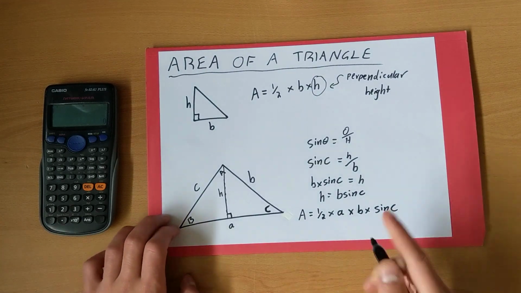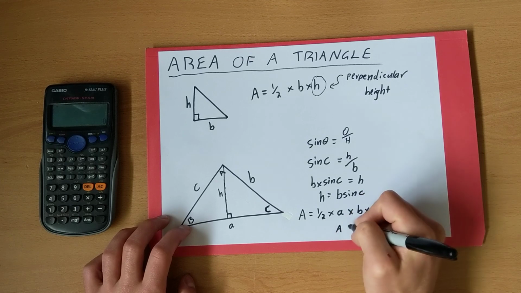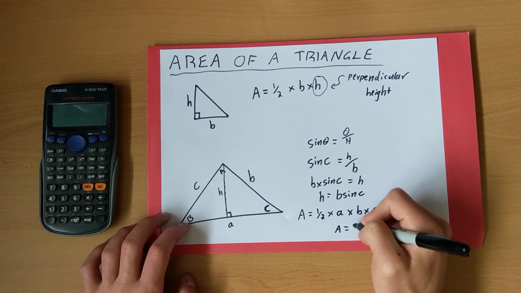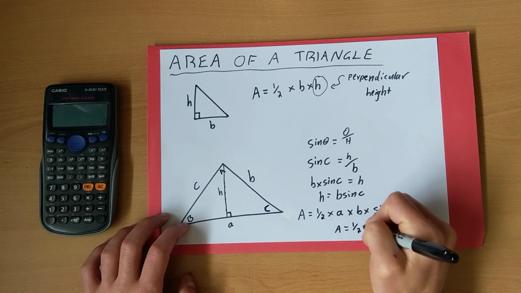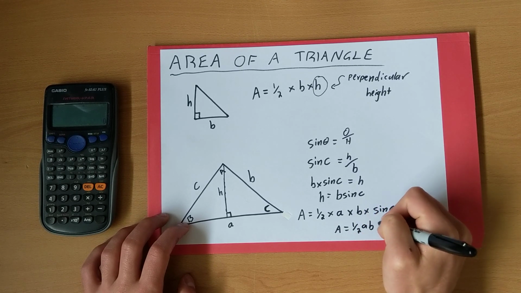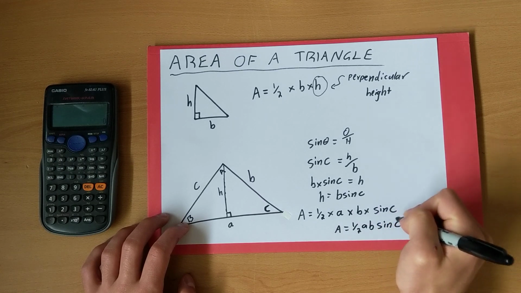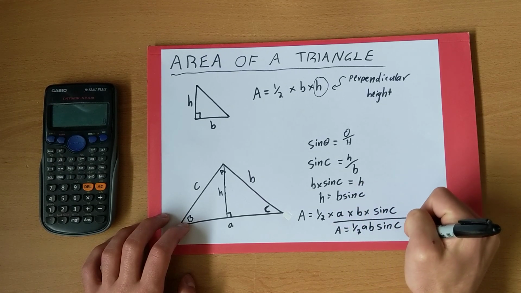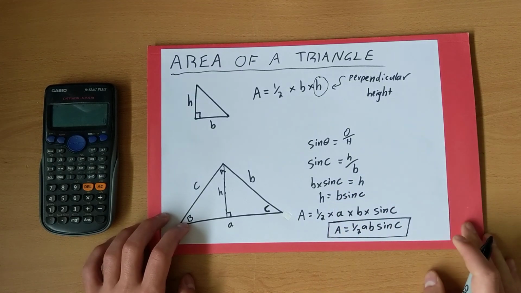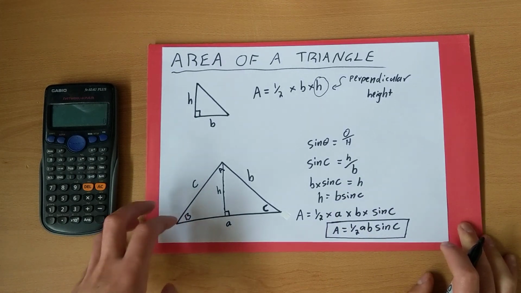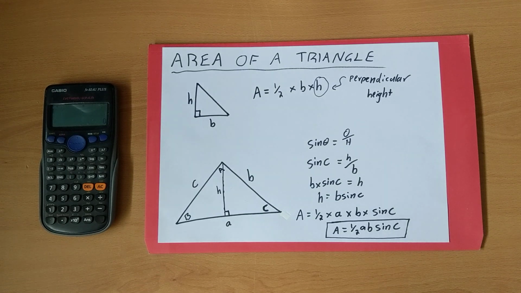And so I get my result, and I'll write this at the bottom here and put it in a box: the area of any triangle equals a half times a times b times sine C. Now we're going to have a closer look at that formula and do a couple of examples of it, and that will be in the next video.